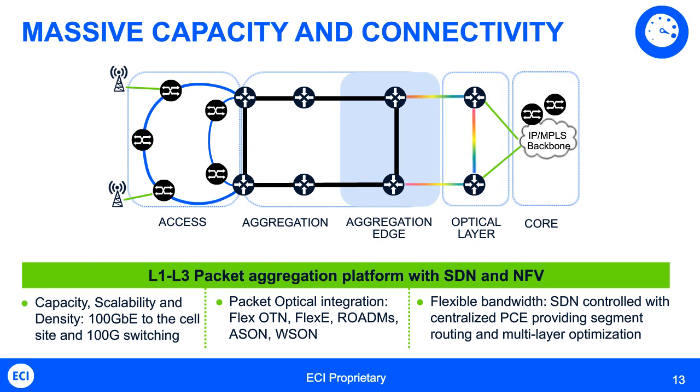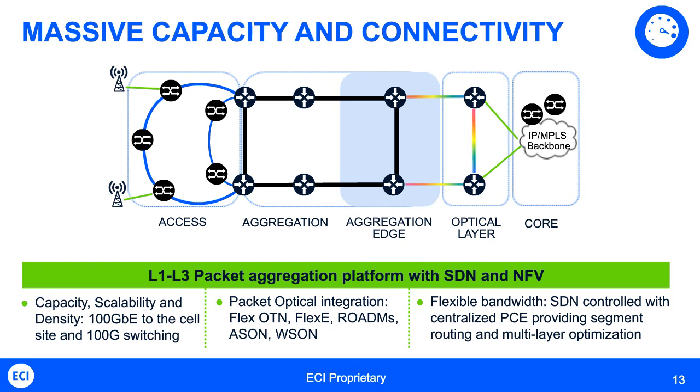Second solution will be integration of DWDM multiplexing like OTN and the different underlying technologies together with the packet. So we're speaking now of platforms that will support packet and optical integration going all the way from layer 1 to layer 3. And the third solution for the capacity growth will be what we call flexible bandwidth, meaning that you need to design your network, not to over-engineer that.